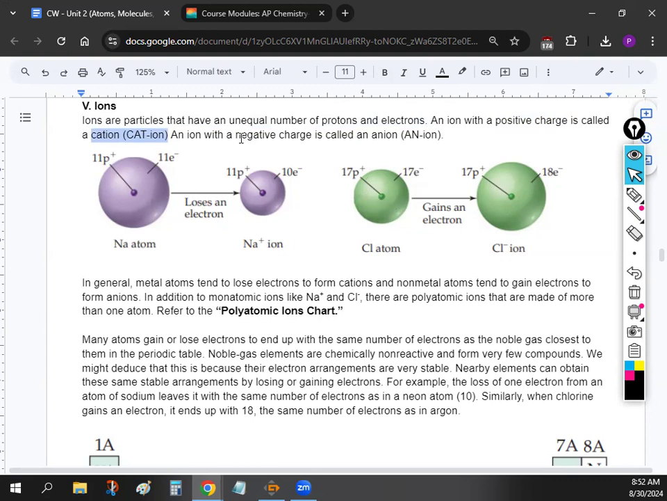And then the opposite is true as well. If you got more electrons than you got protons, you got more negative energy. And so ions with more electrons have a negative charge, and those are called anions.